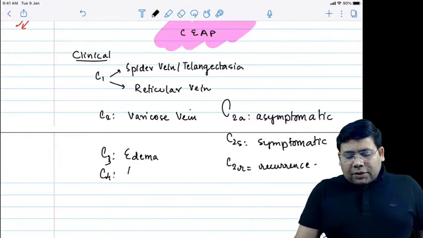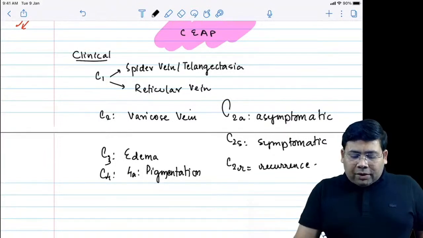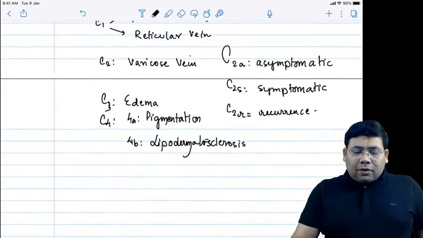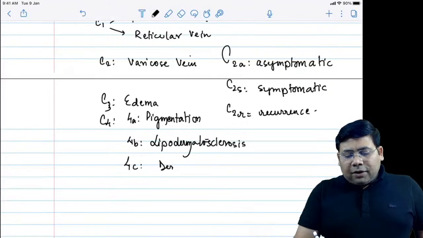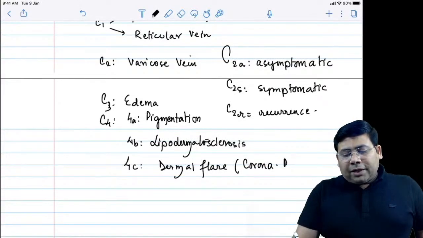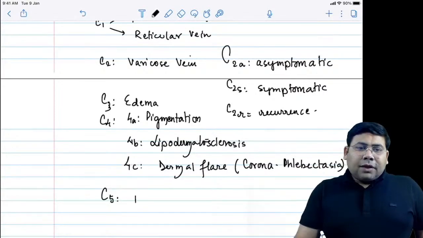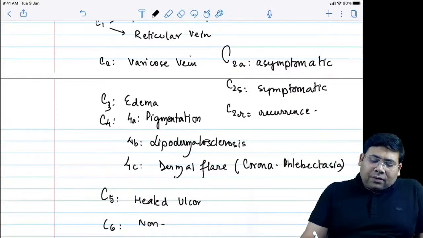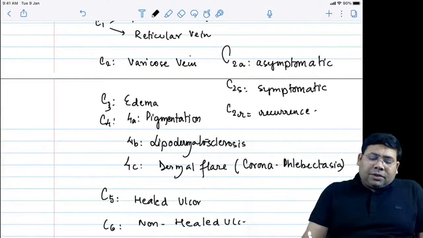What is C4? 4A is pigmentation. 4B is lipodermatosclerosis. 4C is dermal flare, also known as corona phlebectatica. What else? C5 is a healed ulcer and C6 is a non-healing ulcer. Nowadays it has become a ritual, like GCH. Every exam is having a question. So non-healed ulcer. But see, this is only the C part.